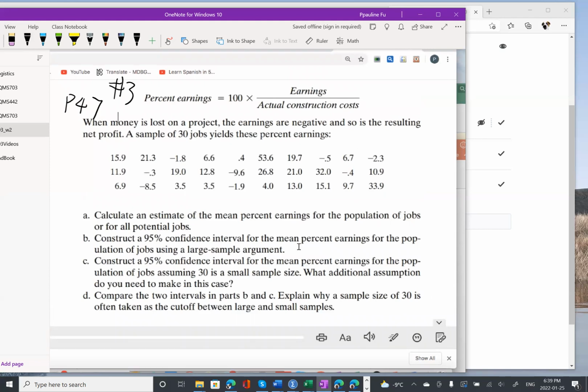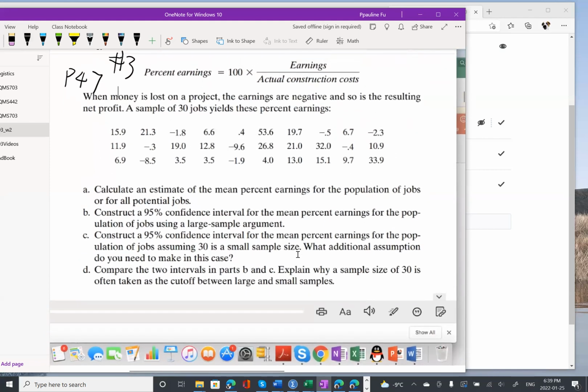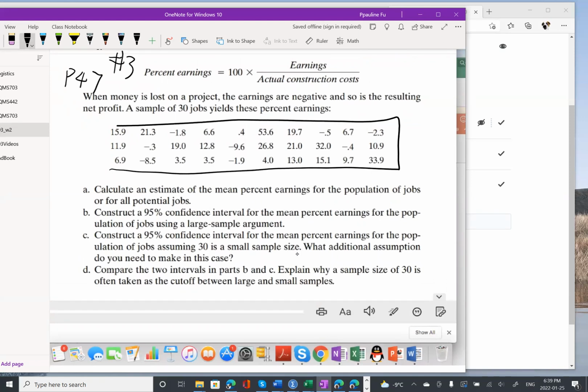So this question gives you the data. Those are the original data. There are 30 of them, so sample size n equals 30. Question A asks you the estimate of mean percent earnings for the population.